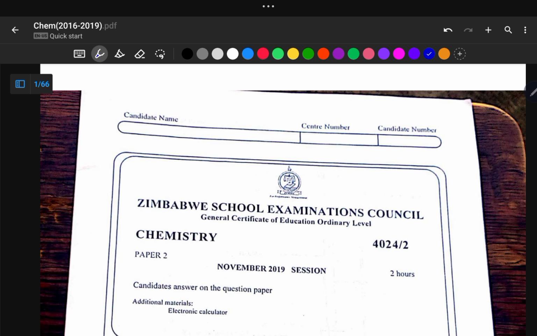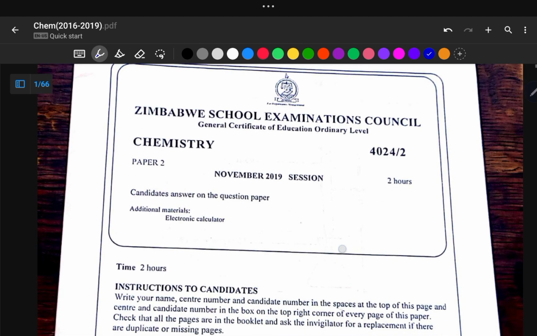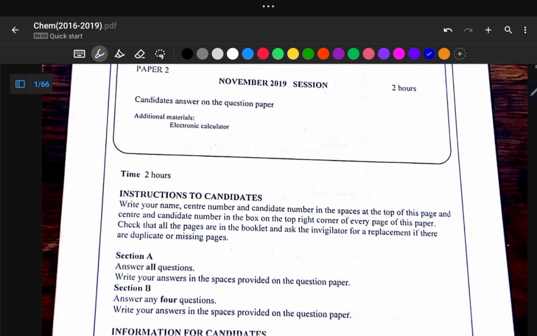In this session we'll be focusing more on the industrial processes like the Haber process, the Contact process and the Ostwald process. These are the key topics in your O-level chemistry and they often come up in your exams. So be ready, guys, to learn, to take notes and also remember to ask questions, right? So let us dive into the question.